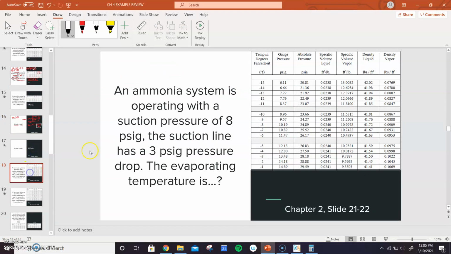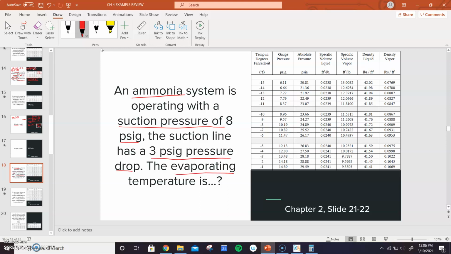Okay, so another example problem. Look at me putting all this stuff in here. Doing great. All right, so we have an ammonia system. Looks like we have the table over here already. It is operating with a suction pressure of 8 PSIG, and the suction line has a 3 PSIG pressure drop.